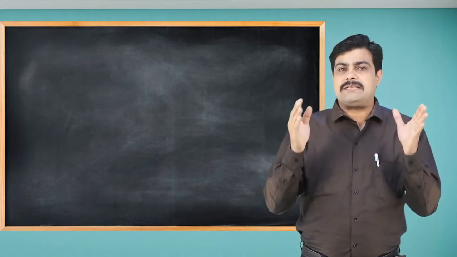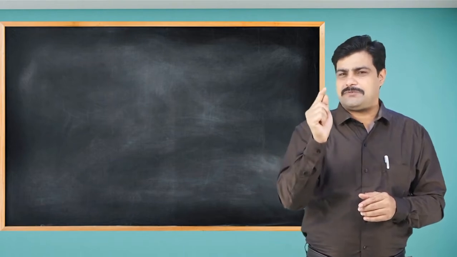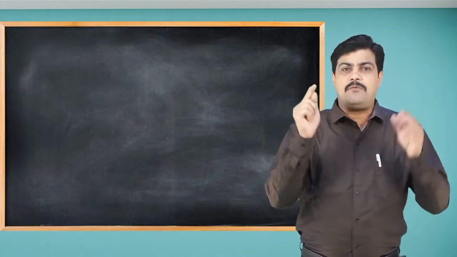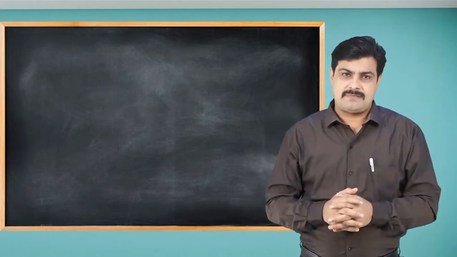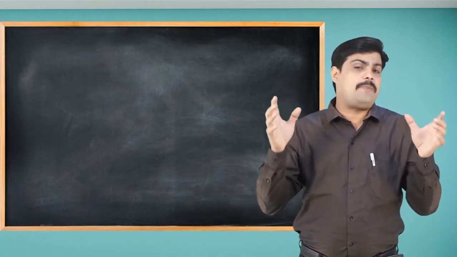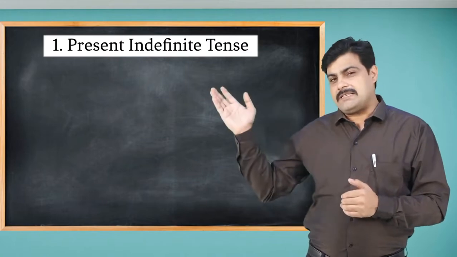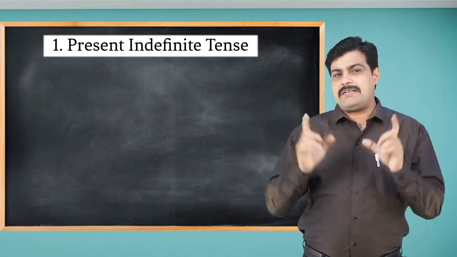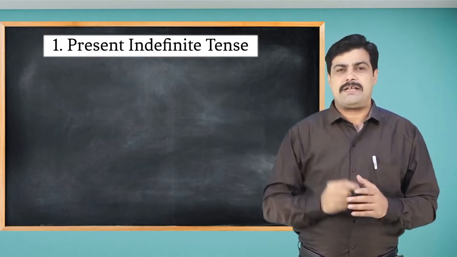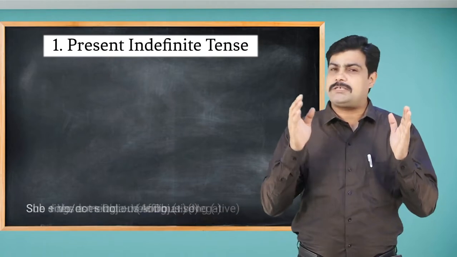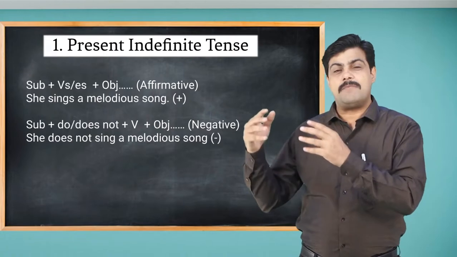First one is present indefinite tense. Here we are taking only one easy sentence for you to practice, and we'll see affirmative, negative and interrogative structures. So here is SVO pattern of present indefinite. You see, affirmative sentence has the structure subject, verb, object. Now take a very simple sentence. She sings a melodious song. Now negative, she does not sing a melodious song.